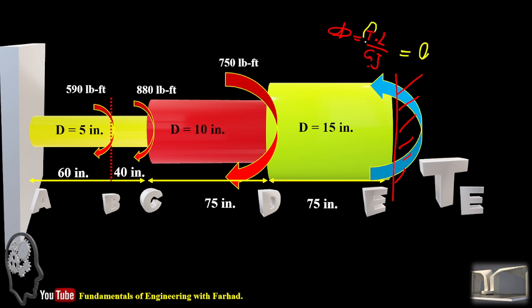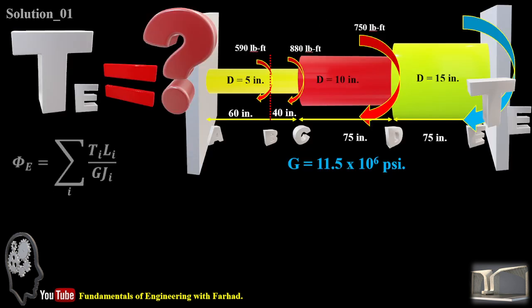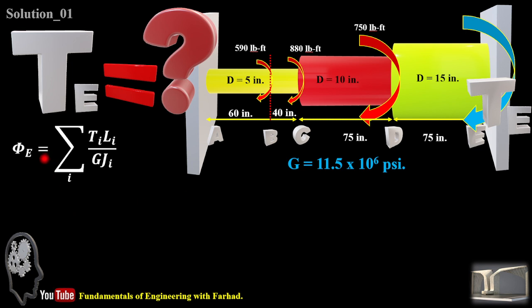In that case, we can easily calculate it with this equation. The only unknown here is TE, so we can easily calculate the unknown reaction. The angle of twist at the other end is the summation of TiLi over GJ, because it's a combination of different discrete parts, like 1, 2, 3, and so on. So if you jot down the equation for phi sub E, it's equal to the summation of each part, TiLi over G, which remains the same, and Ji.